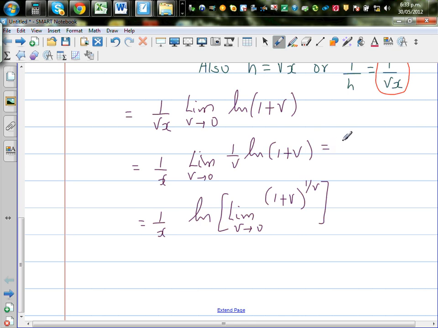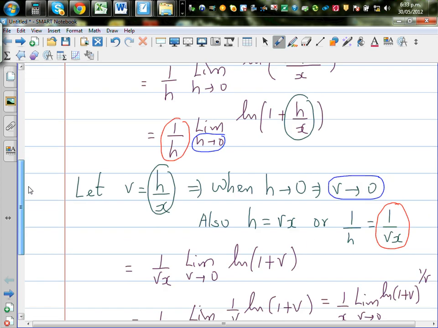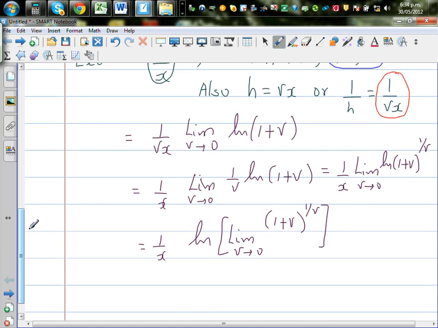So this is equal to 1 over x, the limit when v approaches 0 of natural log of 1 plus v raised to 1 over v, applying the same log rule that we have applied. This is one of the log rules: the product can be raised as a power. And now change the limit to this expression. Now, this is a number. The limit when v approaches 0 of 1 plus v to the power 1 over v is nothing but e.